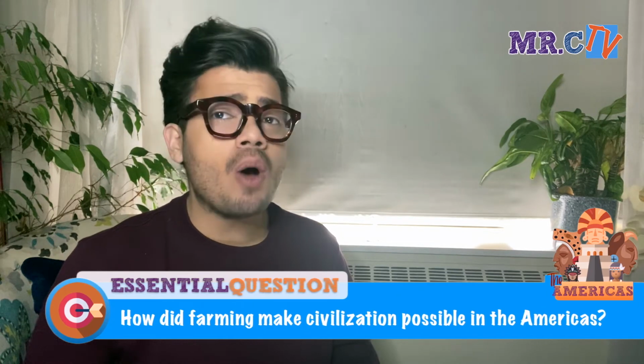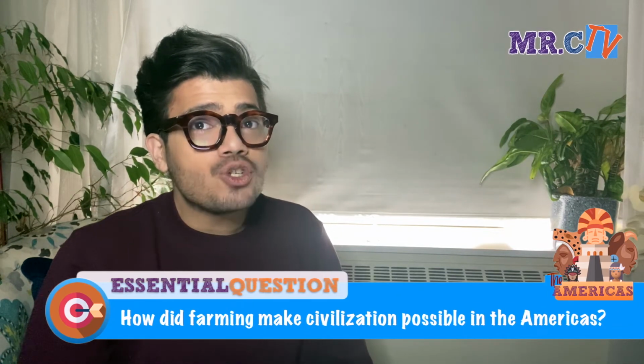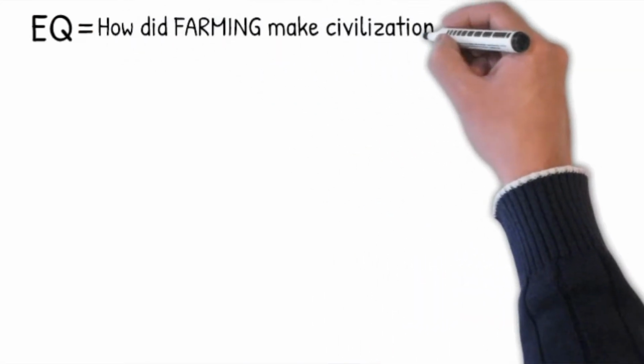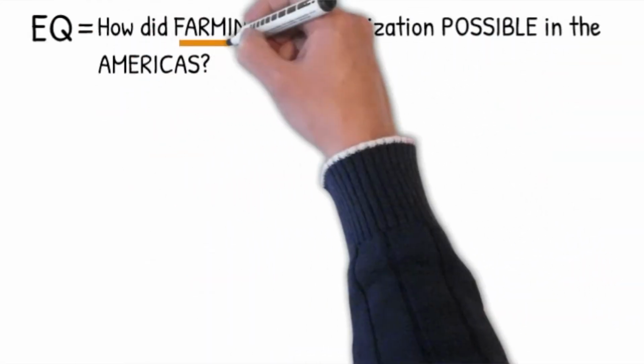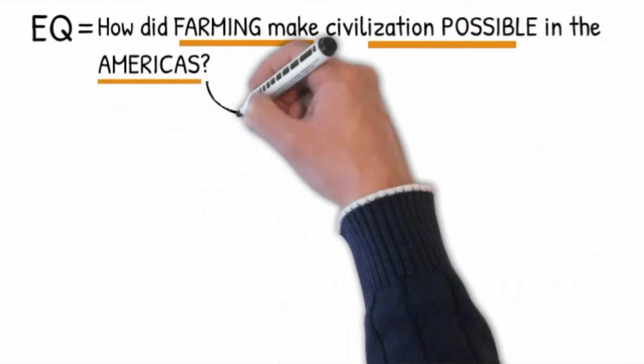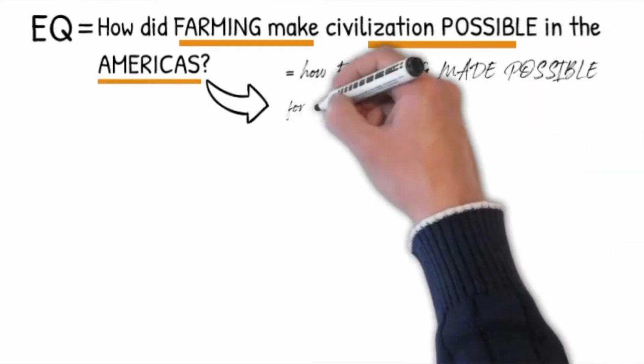Look back into your notes. Let's recap. In this part of the lesson, we will look back into our essential question and make sure we have it answered correctly. Think about the information we just discussed. Now think about the essential question. How did farming make civilization possible in the Americas?